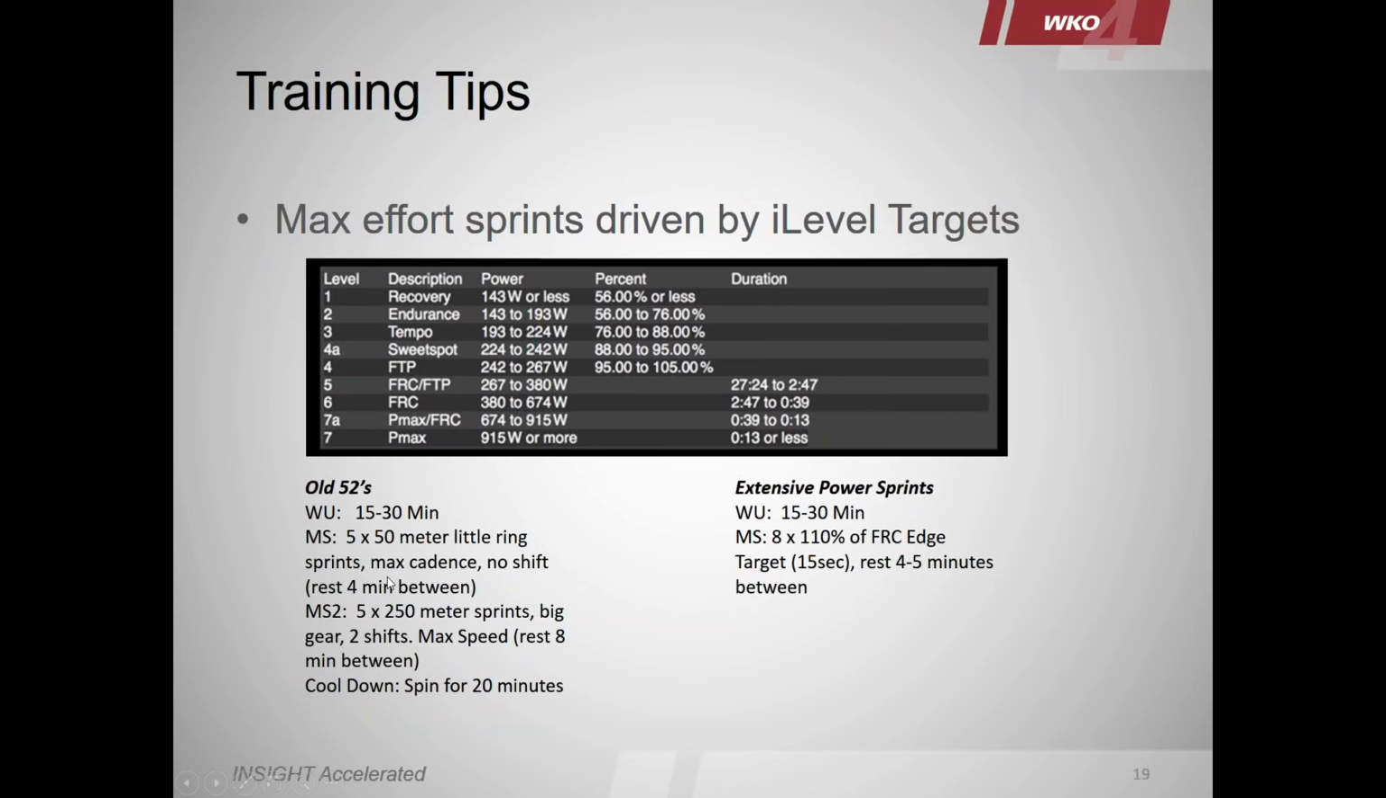So a simple workout to develop Pmax is what I call the old 52s. This is a sprint workout that uses 50 meter and 250 meter sprints. 5 times 50 meters in a little ring, max cadence, no shift. It's pretty hard to go 50 meters if you're starting in a small enough ring. I mean, you get spun out. You should be looking and measuring cadence there as importantly as power.